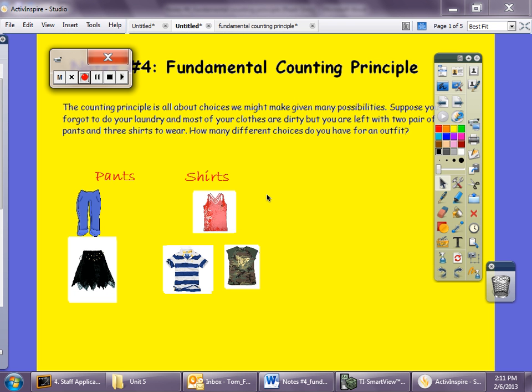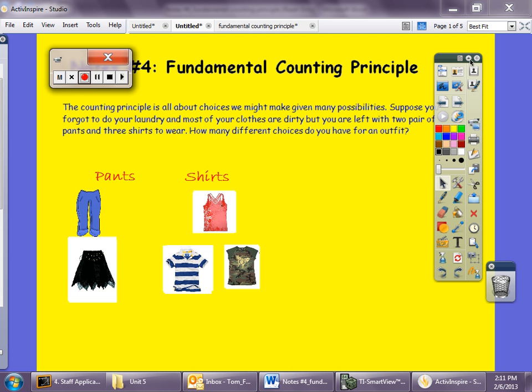Alright, notes number 4, the fundamental counting principle. We're going to start our Unit 5 on probability now, and the first thing we're going to talk about is the fundamental counting principle. So this first example says that the counting principle is all about choices we might make given many possibilities.